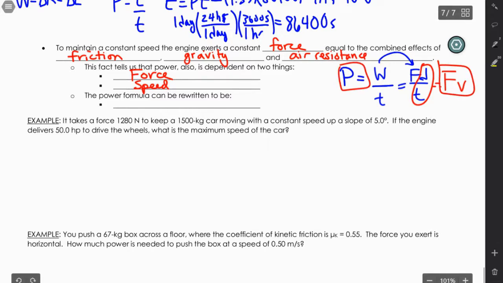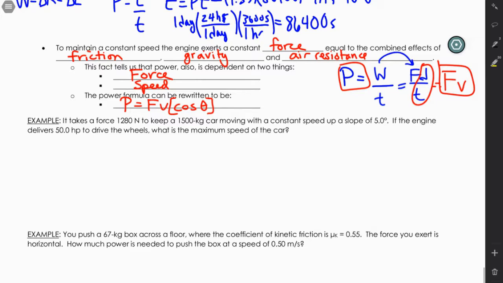So that means we can write the formula, power equals FV. Now I'm going to write this in kind of a bracket. I know I didn't write it in the notes, but if the force is exerted at an angle, you have to bring that angle into play. All right, so the next example says that it takes a force 1,200.